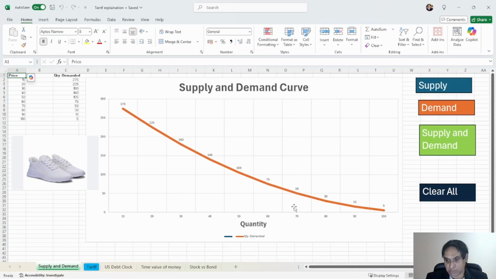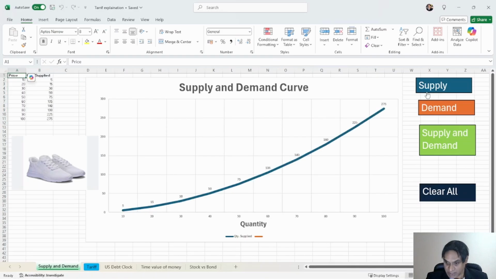So you're actually getting more demanded because the price is less, which makes sense. As the price rises, you want less. As the price drops, you want more. Simple consumer behavior. Now that's the demand curve. If I look at the same thing for the supply curve, it's the opposite.